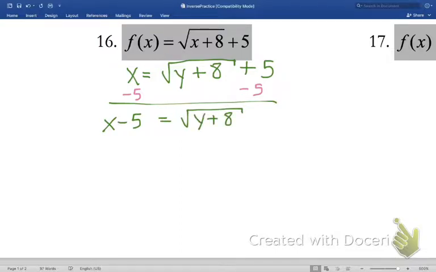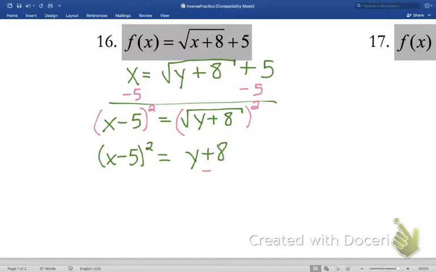How do I get rid of a square root? That's right, we square both sides. We've got to do the opposite. Make sure that you put whatever's on the other side of the equation in parentheses because you're squaring it all as one quantity. So now I have (x minus 5) squared equals, square and square root cancel, y plus 8.